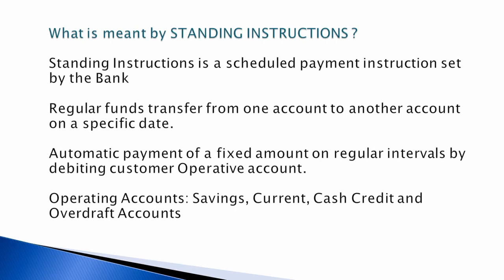The from account should always be an operative account. It can be a savings account, a current account, a cash credit account, or an overdraft account. It can't be a loan. You can't debit a loan and raise a standing instruction for transferring money from a loan to another account. So from your operative accounts, you can give standing instructions to credit another account.